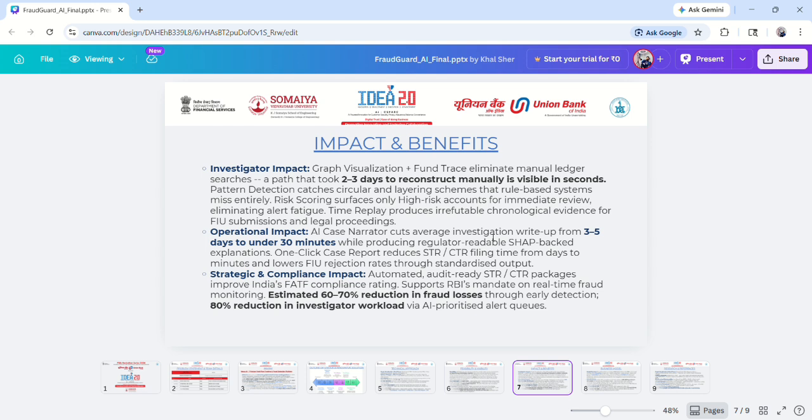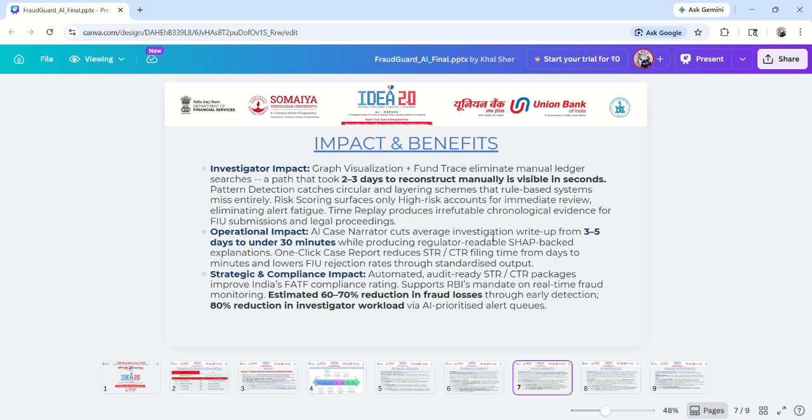So coming to the next slide, we have impact and benefit. What our project impacts and what benefits it gives. For investigators, processes that traditionally required 2 to 3 days of intensive manual analysis can now be completed within seconds through our advanced graph visualization and fund tracing capabilities.